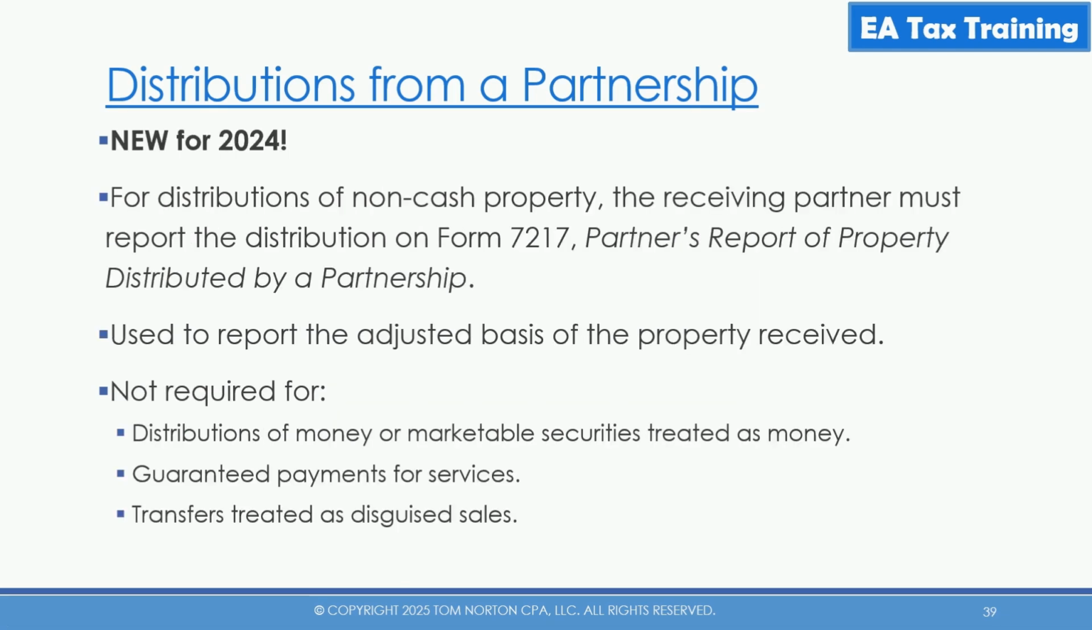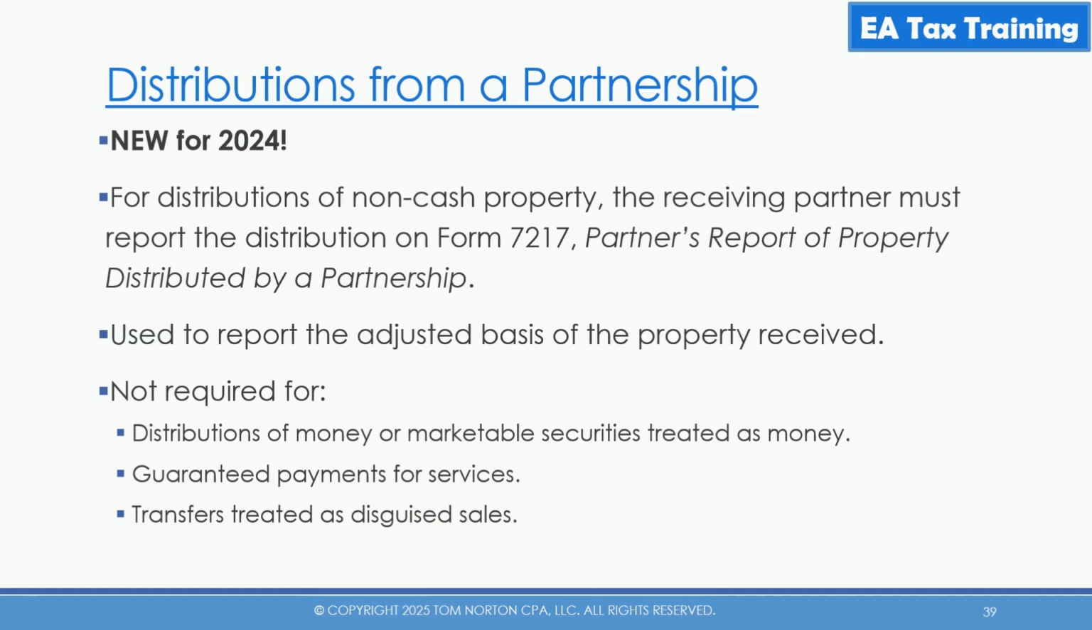And this is new for 2024, so you might want to take note of this. They might want to ask a question on this. For distributions of non-cash property, the receiving partner must report the distribution on Form 7217. This is a brand new form for 2024. It's the partner's report of property distributed by a partnership, and it is used to report the adjusted basis of the property that was received.